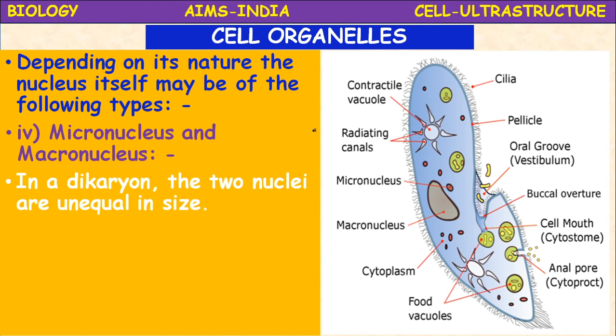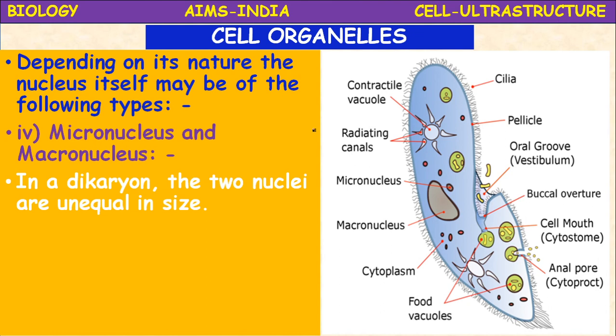It is a hybrid cell, or it is also called zygote. Then now the micronucleus and macronucleus. So it is a fourth type. The first type is amphinucleus, second type is heminucleus, third type is pronucleus. Depending on its nature, the nucleus itself may be divided into four types. What are they? Amphinucleus, heminucleus, pronucleus and micro and macronucleus.